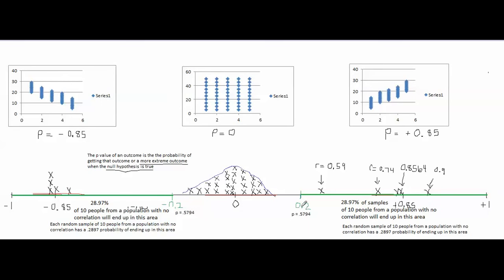So this p-value right here of 0.2 is, what it means is that when the null hypothesis is true and a sample of 10 people is coming from this population, there's a 0.5794 probability that the sample will land at 0.2 or further from 0 out this way, or further from 0 out this way.